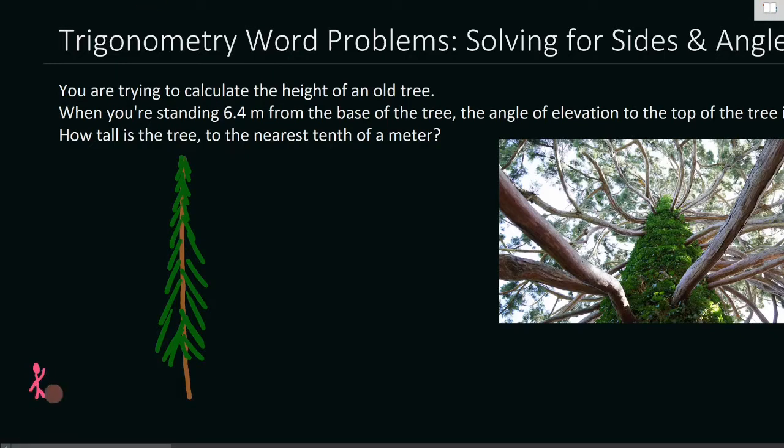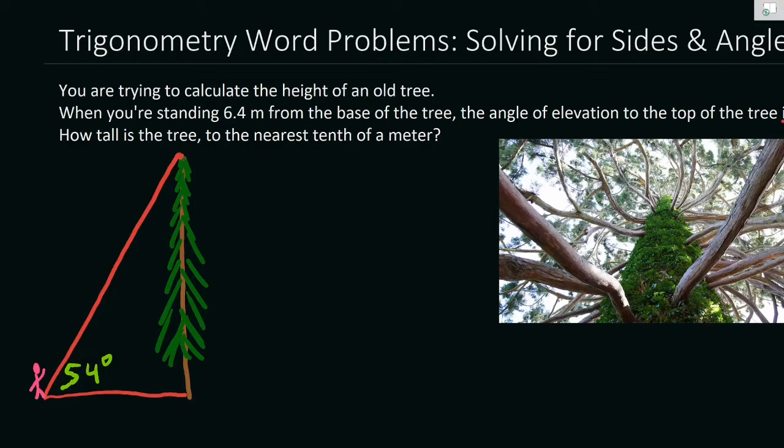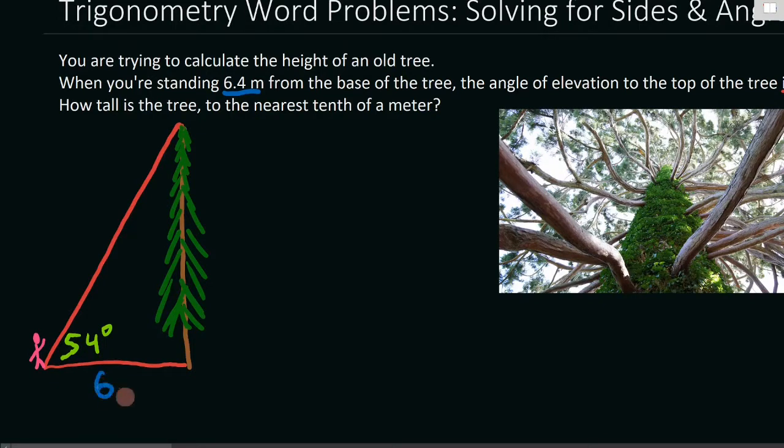And the angle from you to the top of the tree is given in the question, and it is 54 degrees. So this angle down here is 54 degrees. And it says that you are 6.4 meters from the base of the tree. So this length here is 6.4 meters. And what are we trying to solve? We are trying to solve for the height of the tree. There we go. Now we've got ourselves a nice, beautiful diagram that we can use to solve this problem.